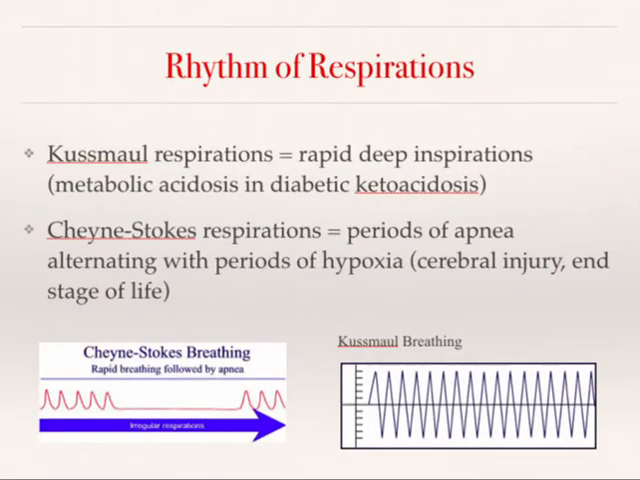Two common patterns I wanted to talk about real quick before we talk about abnormals, rhythm of respirations, are Kussmaul respirations and Cheyne-Stokes. Cheyne-Stokes is what you pretty much see at the end of life, but Kussmaul breathing, you'll see a lot with metabolic acidosis or diabetic ketoacidosis.